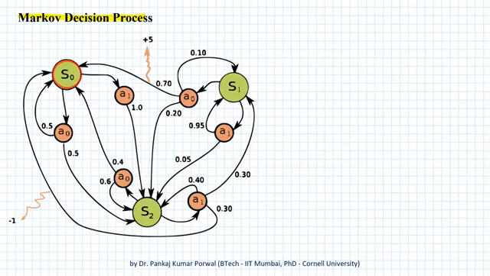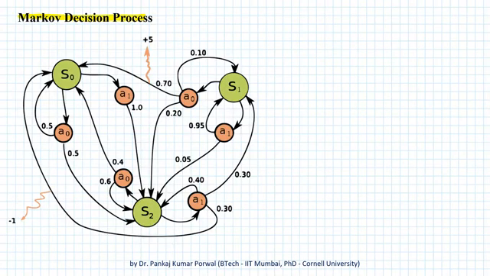So for example, if in state S0 the agent takes action A0, then the probability of transitioning back to state S0 will be 0.5, and the probability of transitioning to state S2 will be 0.5, and the process cannot transition to S1 from S0 under action A0. Now if the agent takes action A1, then the process will transition into state S2 with probability 1, and the process cannot transition from S0 to S1 or S0 under action A1.